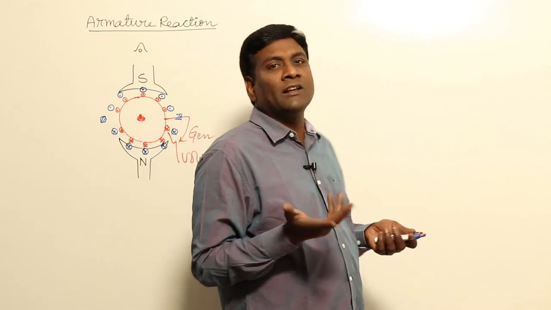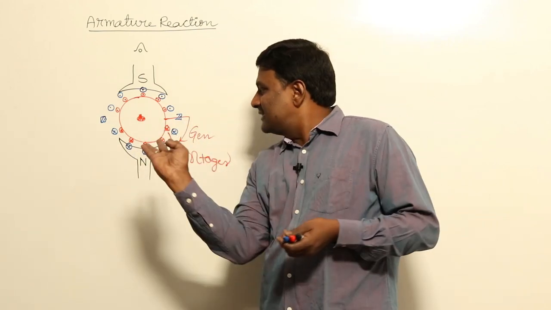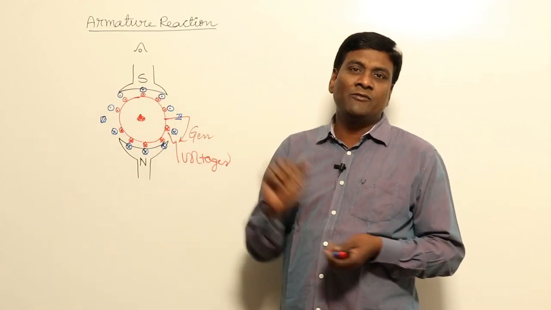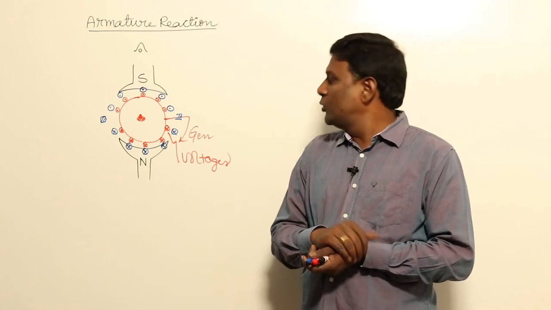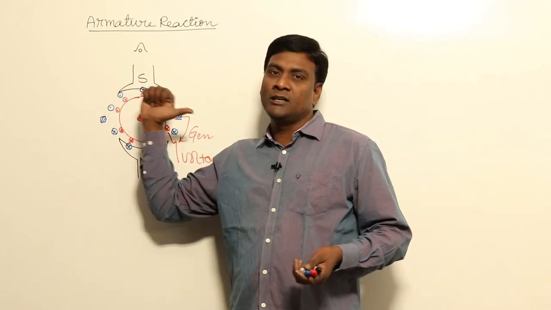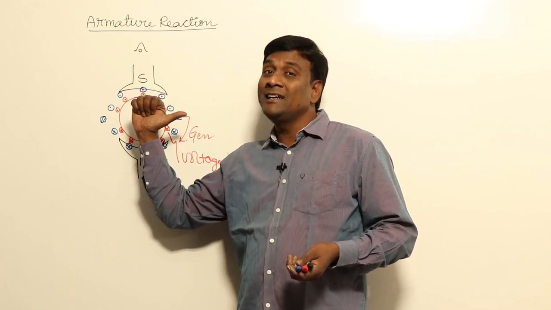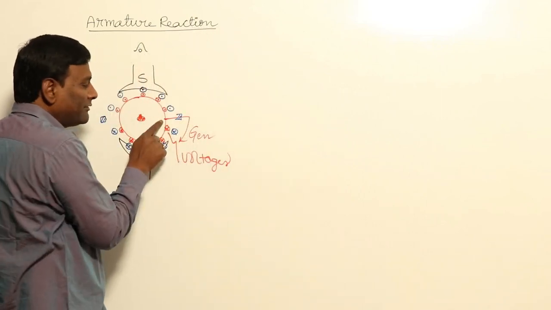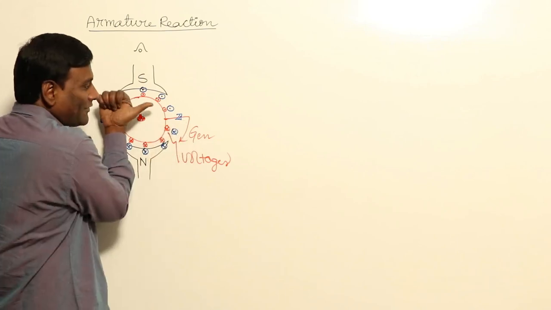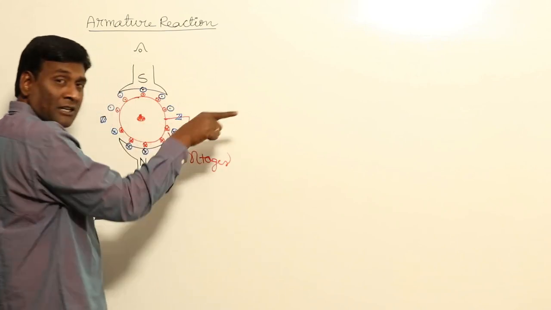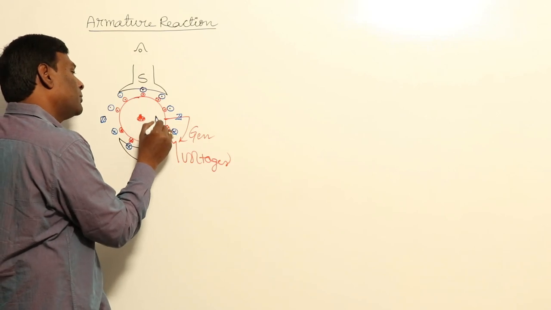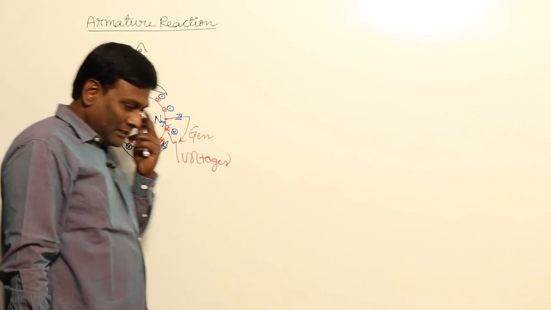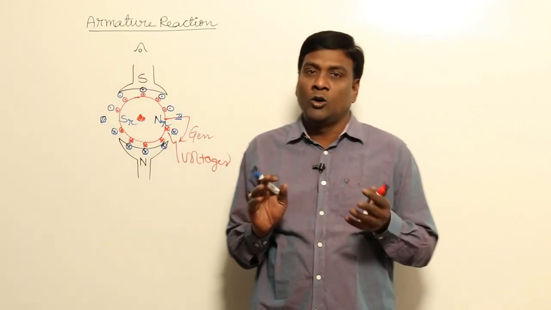Whenever you have current, automatically flux will come. My currents are crosses here, my currents are dots here. So with the help of the right hand thumb rule, currents are entering here, currents are coming out here. So the flux or MMF created because of the armature will be in this direction. It will behave like an N pole, because if I sit in the air gap, flux is coming out of the rotor. So this is going to form the N pole of the rotor, and this is going to be the S pole of the rotor.